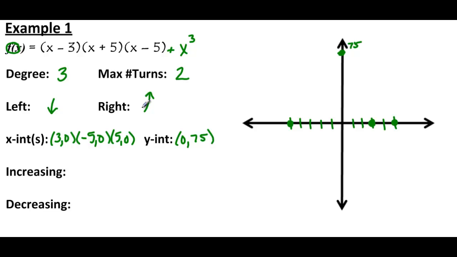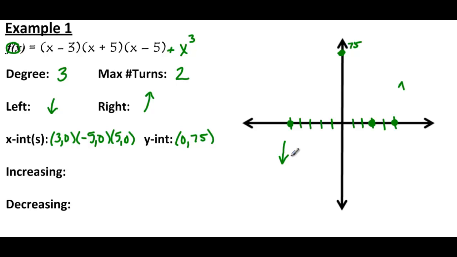Now, I know the right-hand side goes up, so I'm going to go to my furthest right point, and somewhere up here I'm just going to put a little arrow, because I know that I'm going to go up from this point. I'm going to go to my leftmost point, and I know somewhere from here I'm going to go down. So I'm going to put a little arrow going down.